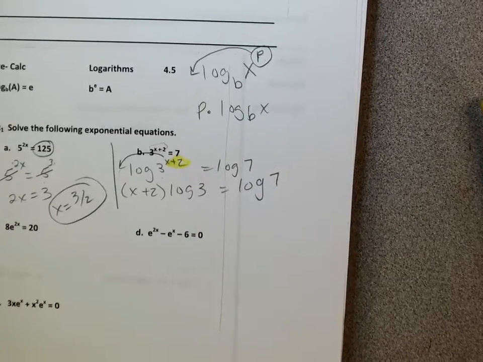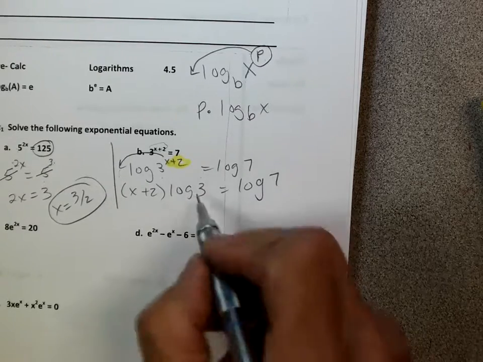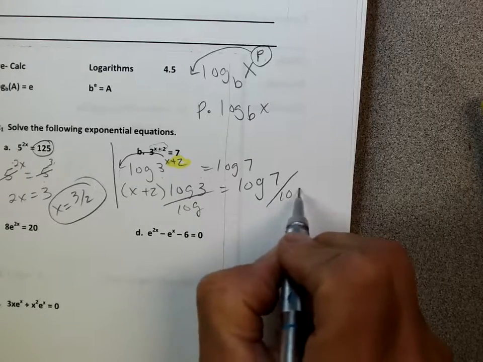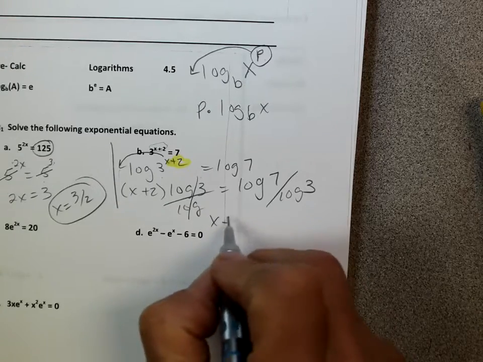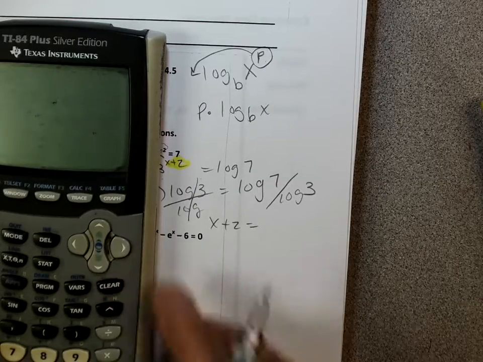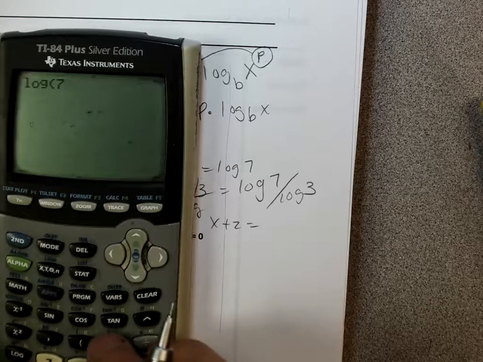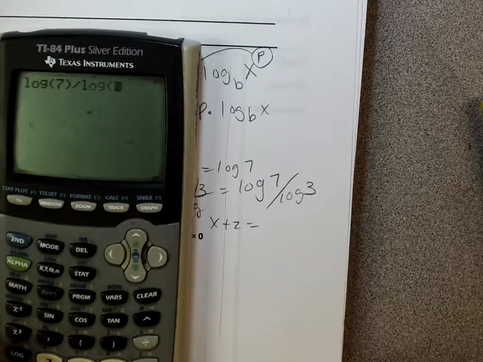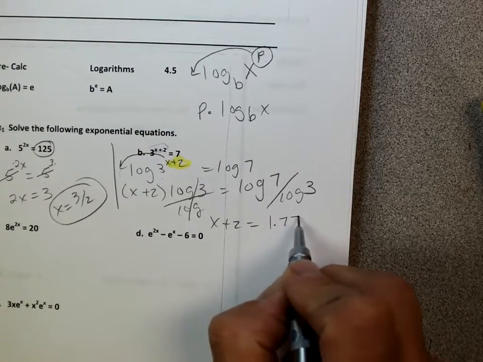Now log of 3 is just a number in my calculator. It's just an actual number. I don't know what it is. It's about a point something or other. And log of 7 is just a number in my calculator. So I'm just going to divide, like I would solve for anything. So if I divide by log 3, divide by log 3, that'll cancel. I'm left with x plus 2 equals, well, what is log 7 divided by log 3? Let's let the calculator do that work. I'm going to go log 7, close the parentheses, divided by log 3, close the parentheses, and I get an answer of about 1.77.